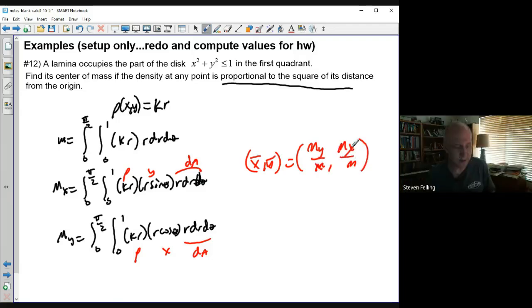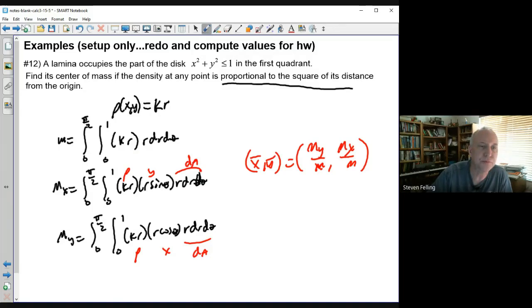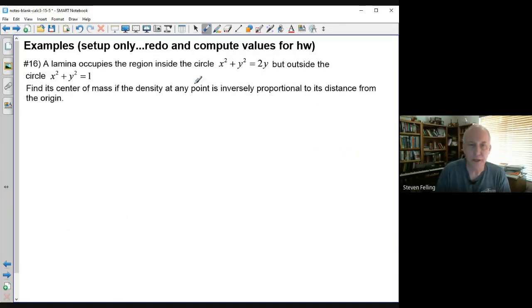That setup's not too bad. Give that a try again. And then I had one more here, so this one looks a little bit more involved. Okay, let's see. A lamina occupies a region inside this circle, but outside this circle. I was going to go on these circle inside a circle things.